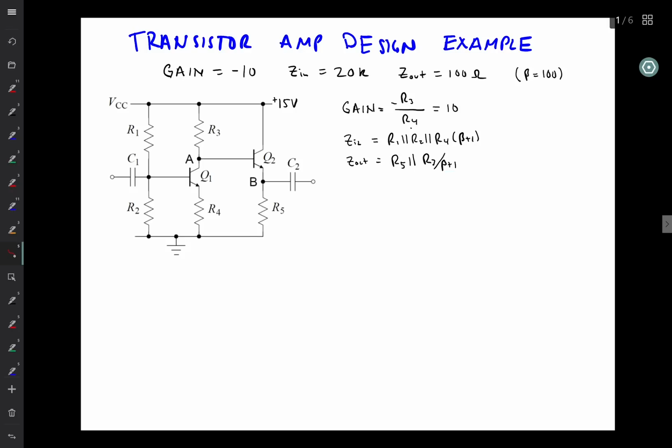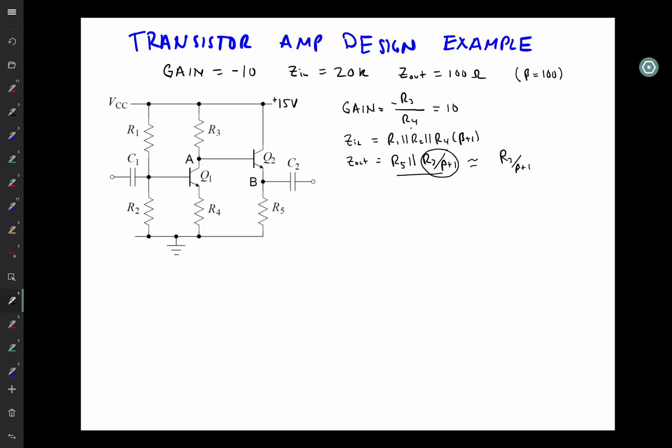So in many respects, this is the most restrictive one. And the reason is, in general, this term here dominates. And so we'll approximate this by saying, as a first pass, that the output impedance is simply R3 divided by beta plus 1.